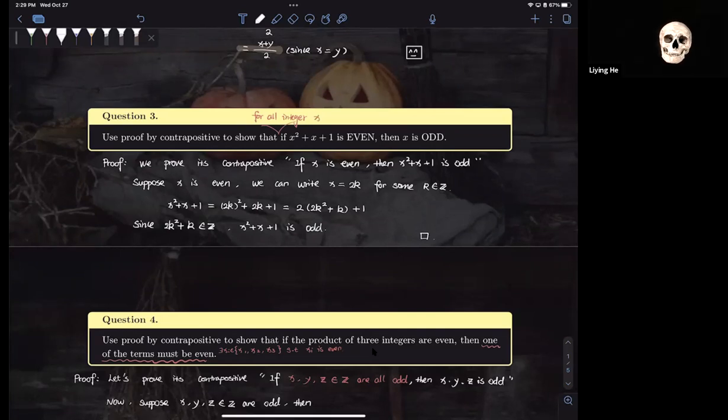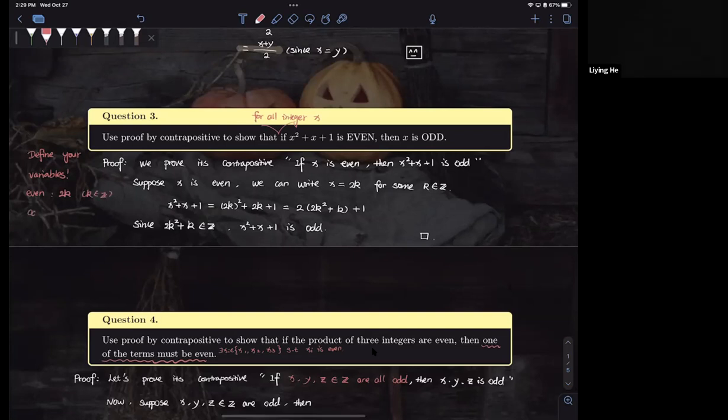Okay, few things you need to be careful. One is make sure your contrapositive is correct. Two, make sure you define your variable. Defining your variable is very important, okay? If you want to introduce any variables, you should always define them. If you want to say something is even, then you need to write it as 2k, where k is an integer. If you want to write it as odd, then you should write it as 2k plus 1. Minus 1 also works, where k is an integer.